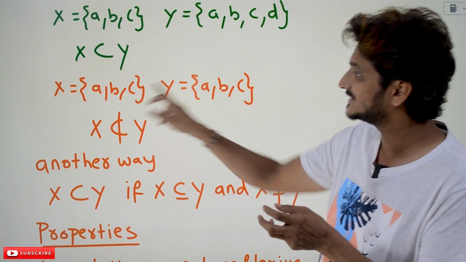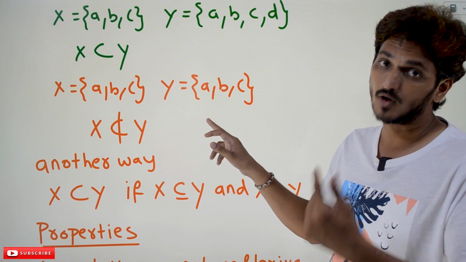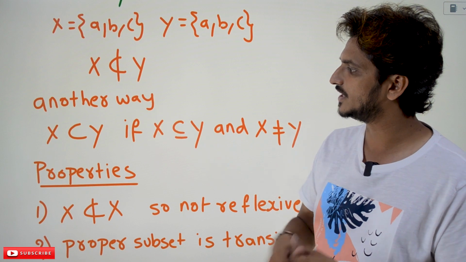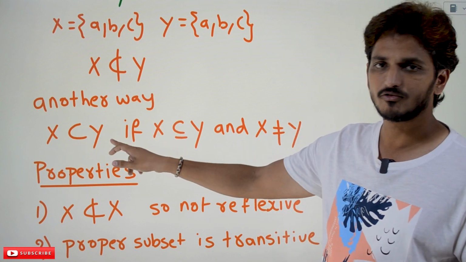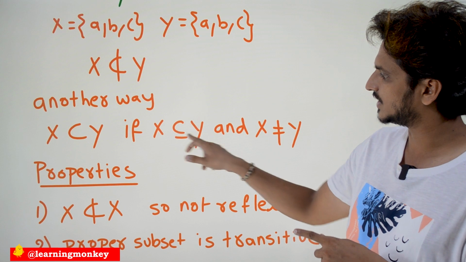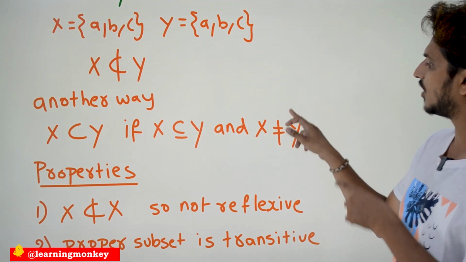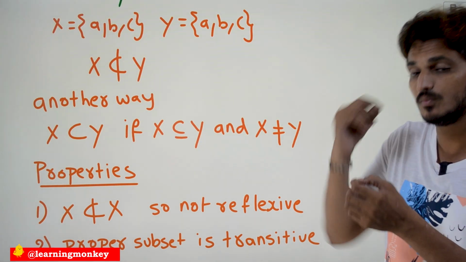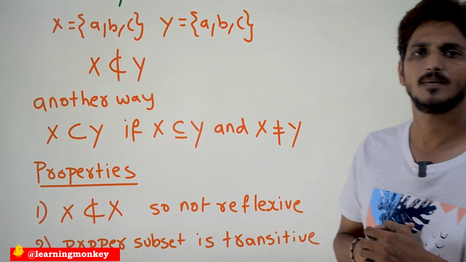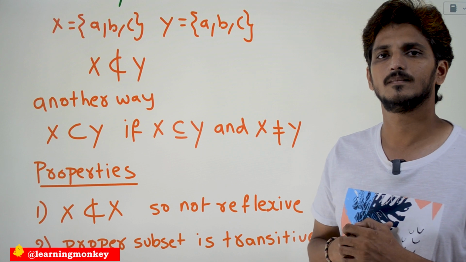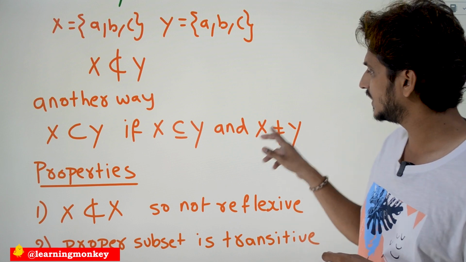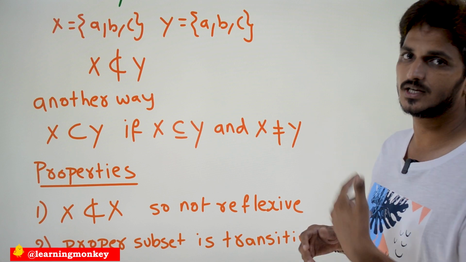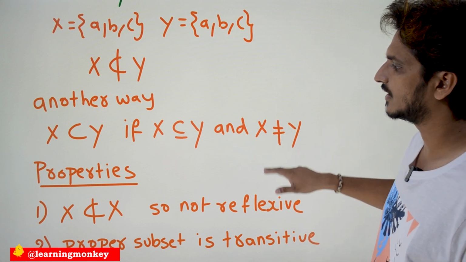So based on this example, you can define one more condition for proper subset. What is that condition? Another way we can say X is a proper subset of Y is: if X is a subset of Y and X is not equal to Y, then at least one extra element will be present in Y. X is not equal to Y. Then we say X is a proper subset of Y.